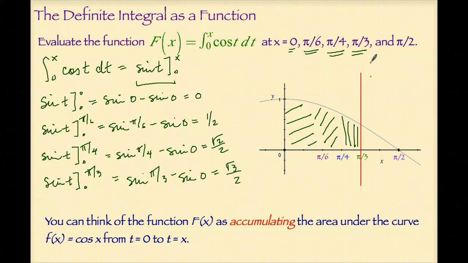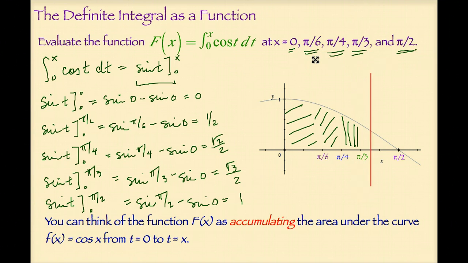And then finally, let's evaluate the integral when x is pi over 2. Sine of t from 0 to pi over 2 is equal to sine of pi over 2 minus sine of 0. Sine of pi over 2 is 1, minus 0 of course is 1, and now we have the value of the definite integral from 0 to pi over 2, and that is an additional area accumulated under the curve.